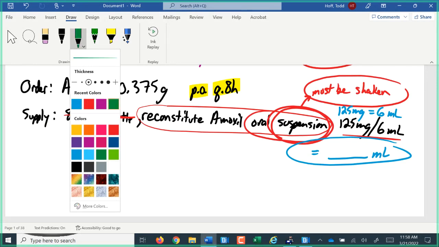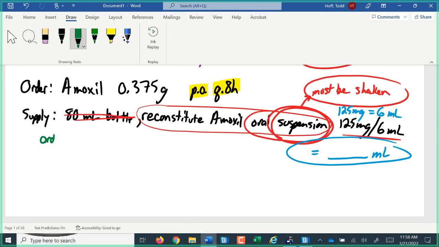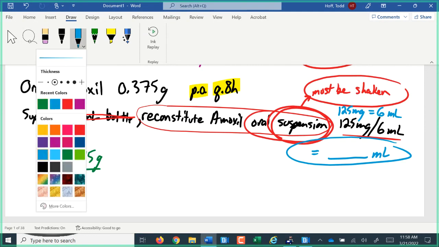So once again, we start out with the doctor's order. And the doctor's order is 0.375 grams. Again, there's no rate given there, so we can just leave it at that. Put it over 1. Once again, this is in grams.